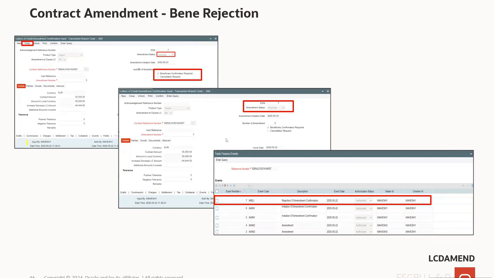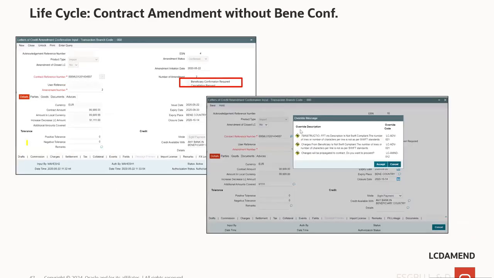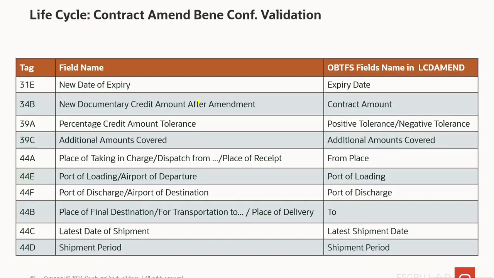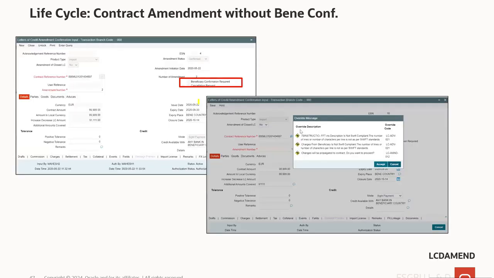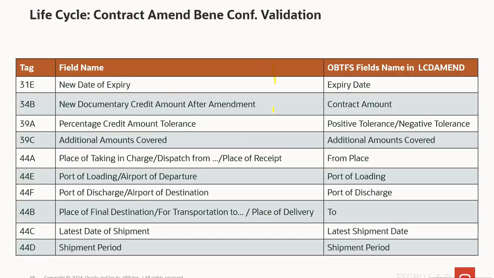That's how the simple operations work. And if I do it in the same contract screen without beneficiary confirmation, it will trigger that. If I try to do certain modifications where beneficiary confirmation required is checked, the system will do the validation.